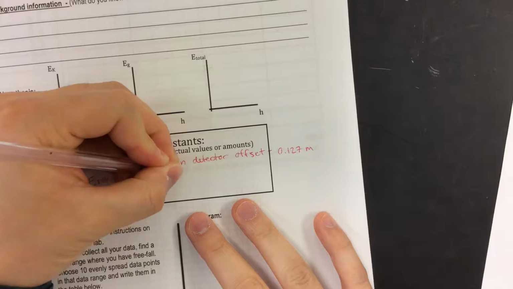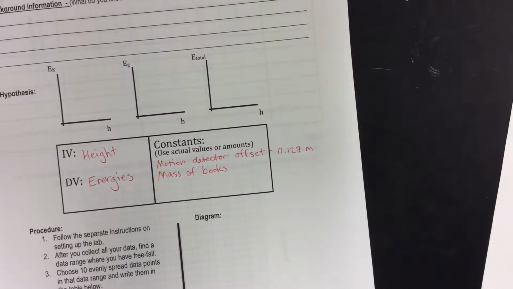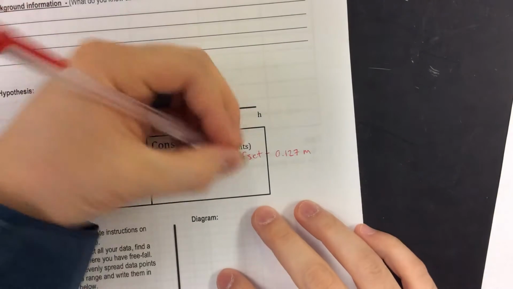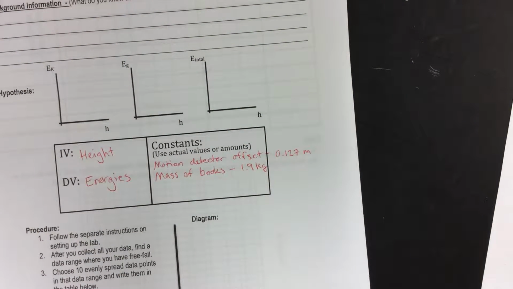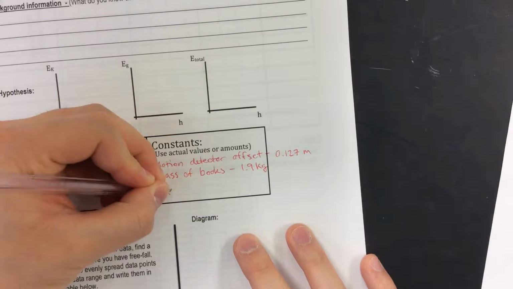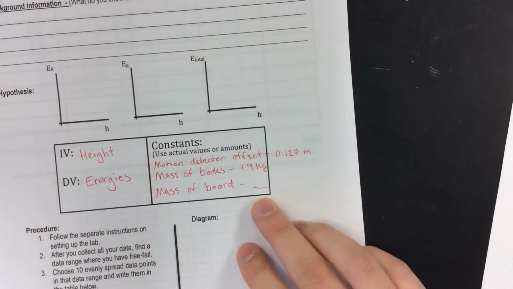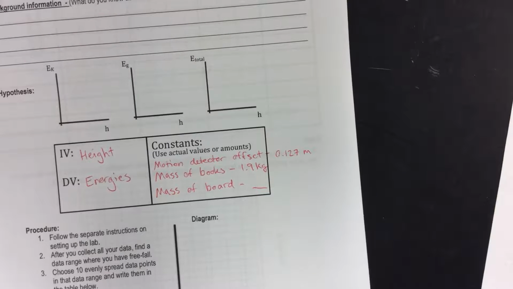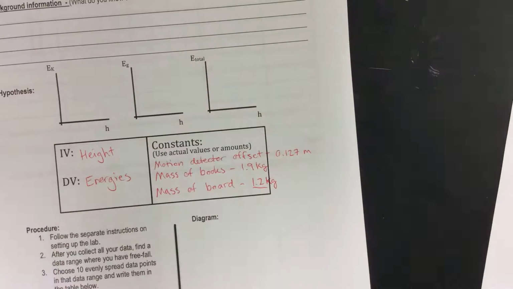You need to know the mass of the textbooks. If you used a textbook to put on top of your whiteboard, then you need to include the mass of that, and that was 1.9 kilograms. Pretty much all the textbooks are uniform, they're all 1.9 kilograms. And then the mass of the board that you use, that one you had to measure yourself. Whatever the mass of your board was, you should include that. For me, I think the big whiteboards were about 1.2 kilograms, but you really need to measure that yourself.